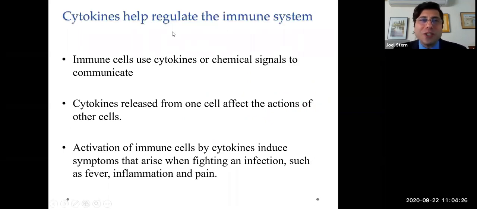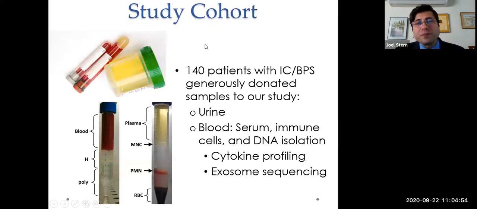So essentially, the immune cells use these cytokines to communicate, and the cytokines will affect other cell types. And you'll get activation of the immune cells by cytokines inducing these symptoms that arise during the process of fighting an infection, such as when you have a fever or inflammation or the sensation of pain. Inflammation and these cells are always involved in that process.